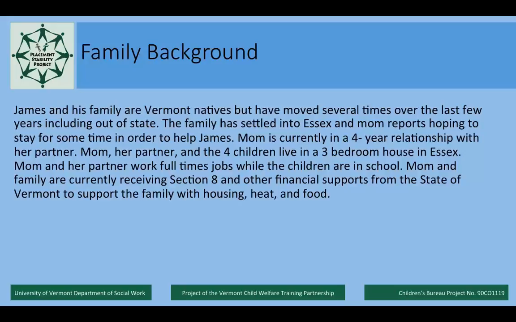James and his family are Vermont natives, but have moved several times over the last few years, including out of state. The family has settled into Essex, and Mom reports hoping to stay for some time in order to help James. Mom is currently in a 4-year relationship with her partner. Mom, her partner, and the 4 children live in a 3-bedroom house in Essex. Mom and her partner work full-time jobs while the children are in school. Mom and family are currently receiving Section 8 and other financial supports from the state of Vermont to support the family with housing, heat, and food.